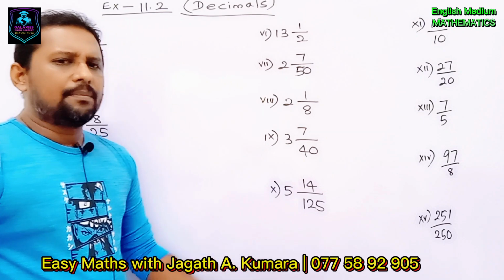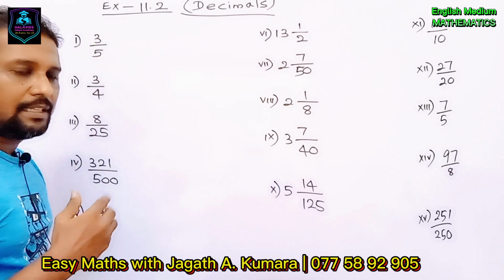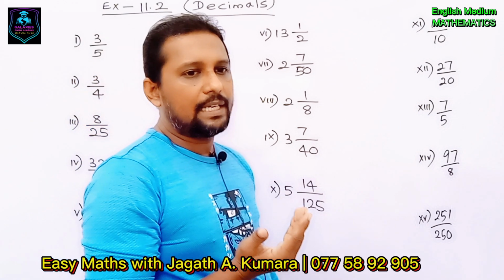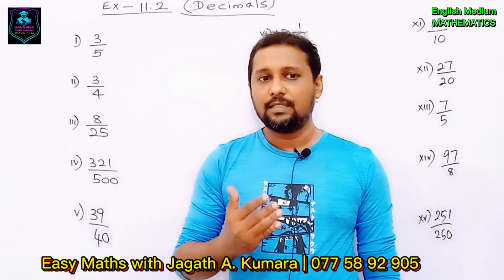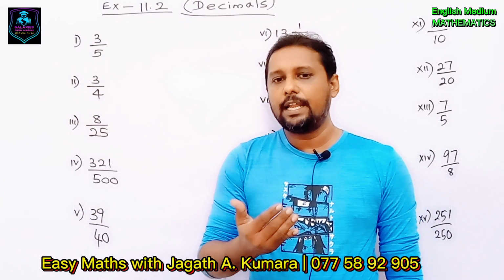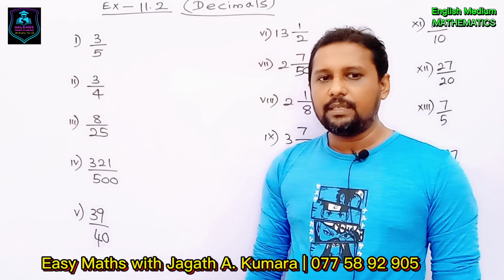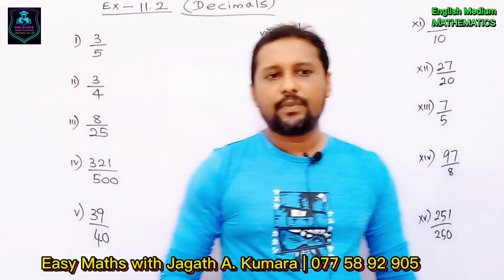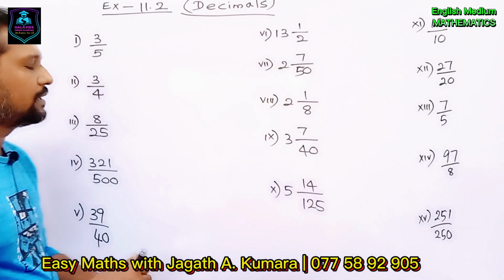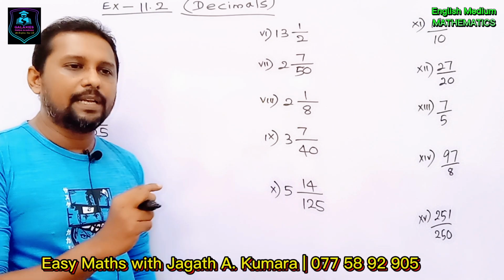Right, look at one method. First, given 3 over 5. The numerator value is 3. The denominator value is 5. So what does 3 over 5 mean? It means 3 divided by 5. That means you have to divide the numerator by the denominator.